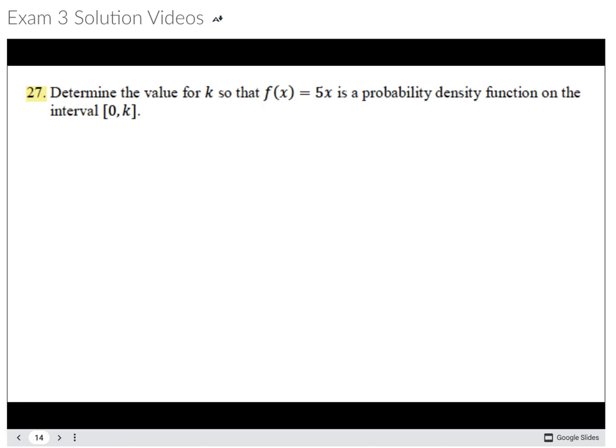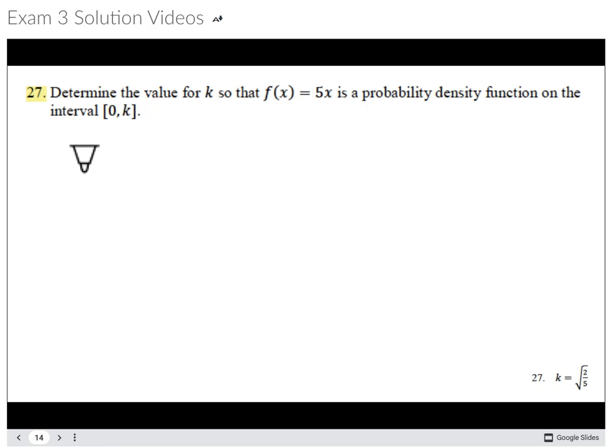Determine the value of k so that f of x equals 5x is a probability density function on this interval 0 to k. So there's two things that need to happen. On this interval from 0 to k, first of all, this function has to be positive, cannot be negative anywhere. So all the probabilities have to be positive. And the total area under the curve needs to be equal to 1. So that's what we're looking for, k.